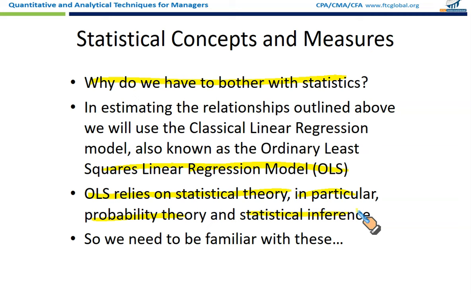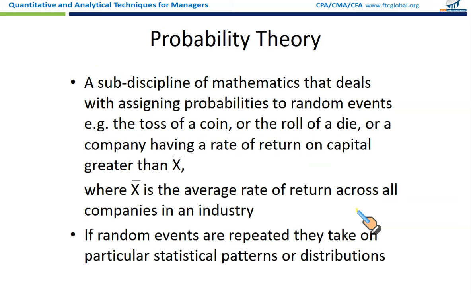This way, we are not just making wild guesses, rather we are making a smart guess based on what the numbers show us, what the numbers speak of under our magnifying glass. What is the basic idea of probability? Like, what's the probability of getting a head when you toss a coin? Of course, 1 out of 2. Or when the dice roll, or a company having a rate of return on capital greater than a certain x bar, for example.